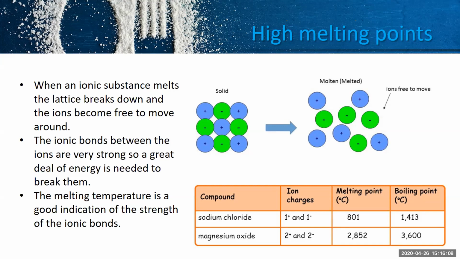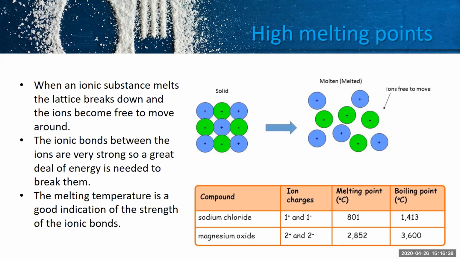So if you overcome the lattice energy, you can get that lattice to break down, and then the particles become free to move. This takes a huge amount of energy though, because you have to overcome the force of attraction of all the positives for all the negatives in the lattice to get that to melt.